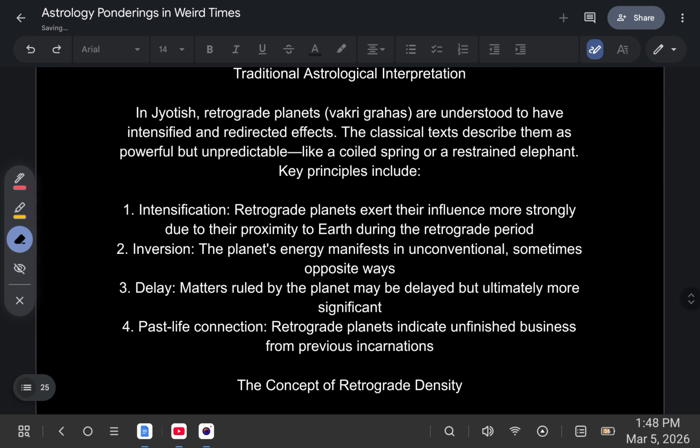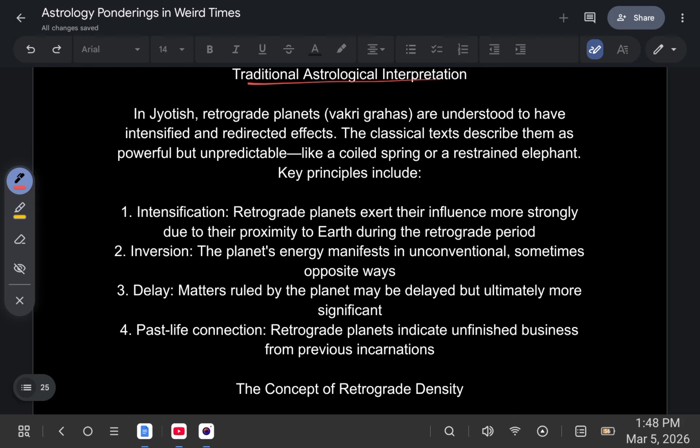So, this is our traditional astrological interpretation. Now, in Jyotish, retrograde planets, also known as Vakri Grahas, are understood to have intensified and redirected effects. The classical texts describe them as powerful but unpredictable, like a coiled spring or a restrained elephant.